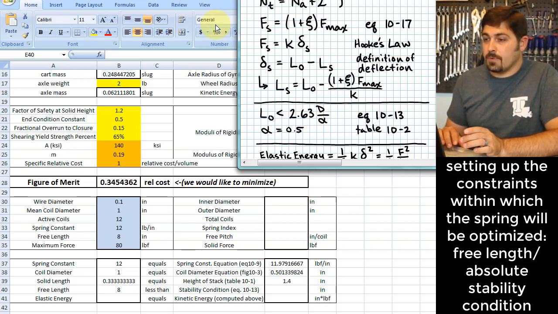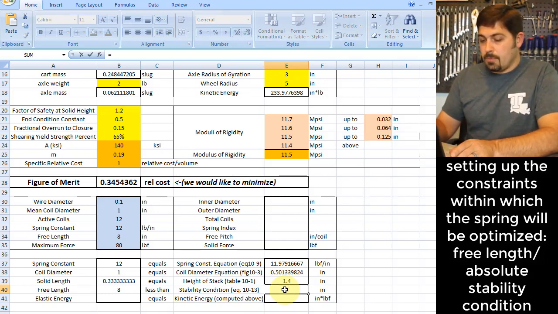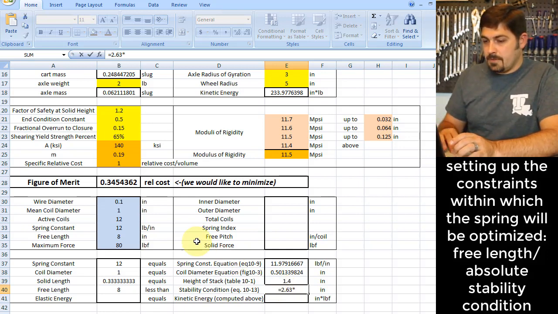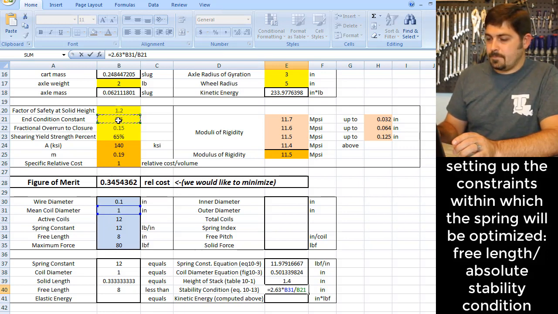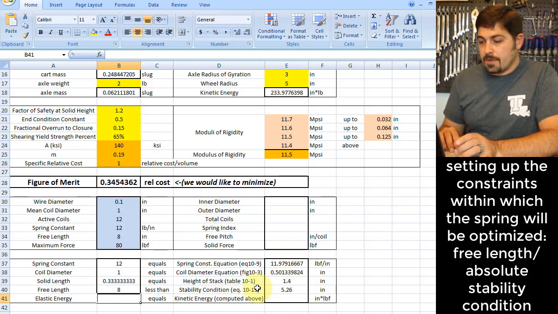Okay, and since we have squared and ground ends, we have a table that tells us that that alpha value is going to be equal to 0.5. Okay, so we'll put that in here. This is going to be 2.63 times your mean coil diameter divided by alpha. Okay, and alpha was up here. All right, and that gives us one of the constraints that we have to meet.